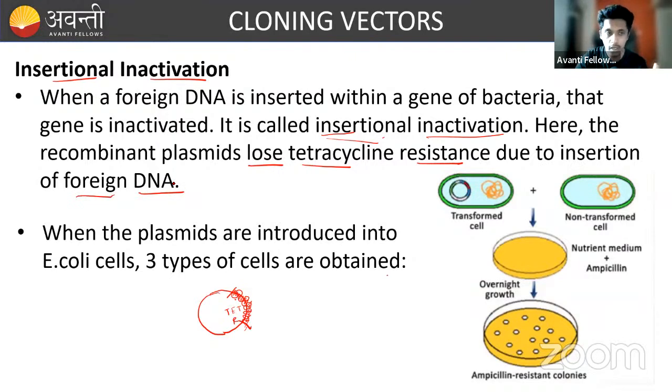Did you understand? So let us see what is happening here. Now I have a transformed cell. I do not have a transformed cell. Now I will grow these cells on a medium containing ampicillin. Understood? So now when I grow the cells on ampicillin, what will happen?